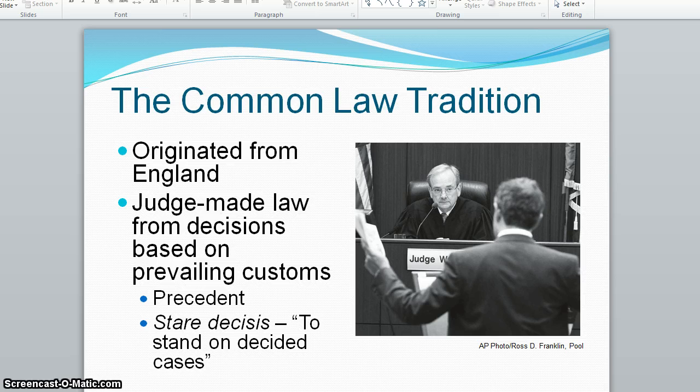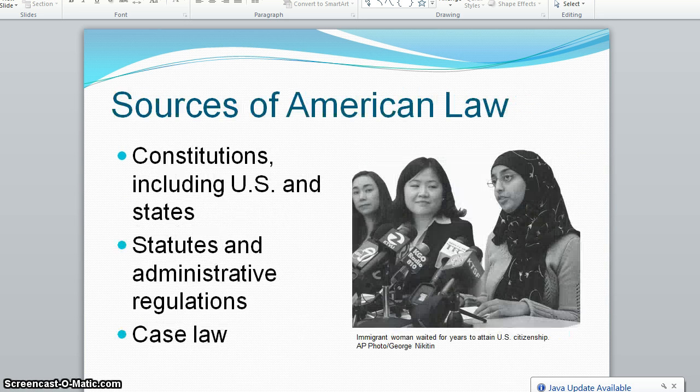Deciding on new cases by referencing previous ones, called precedent, is now a cornerstone of our judicial system. It relies on the doctrine of stare decisis, which means to stand on decided cases. That obligates judges to follow previous decisions, particularly those made by the U.S. Supreme Court. American law includes federal and state constitutions, legislative statutes, administrative law, and case law.